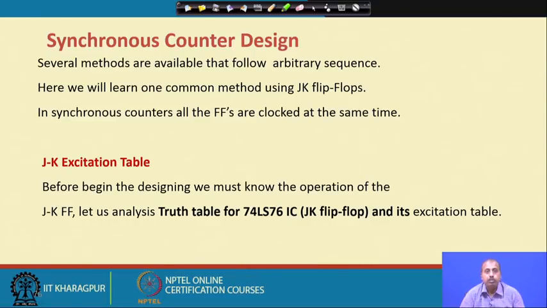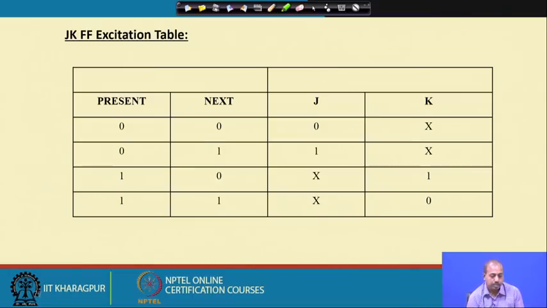We will first see some JK flip flop based implementation, and since it is a synchronous design, all flip flops are clocked at the same time. We do not have any opportunity to manipulate the clock signal. The clock signal is common and is fed from the same source for all the flip flops. So, all you can do is control the J and K inputs of these flip flops to get your desired sequence. The JK excitation table is known to us.